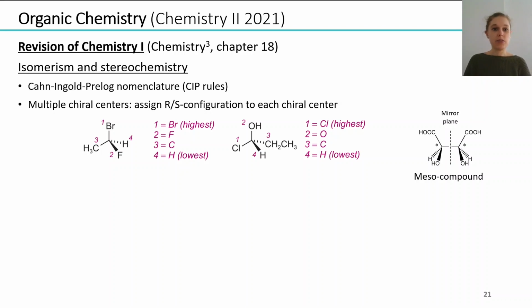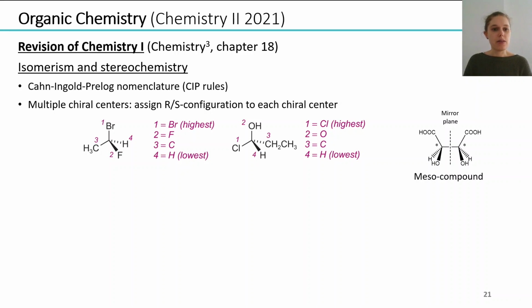And what is very important is that you do not mix up R and S with plus and minus nomenclature, because R and S is the definition for the chiral center, whereas plus and minus is the nomenclature for the optical rotation of polarized light. And if you would like to train the R and S nomenclature a bit, you can use the worked example 18.5.